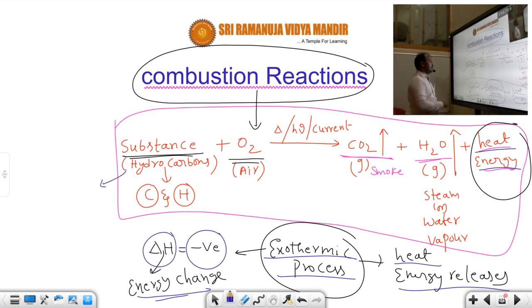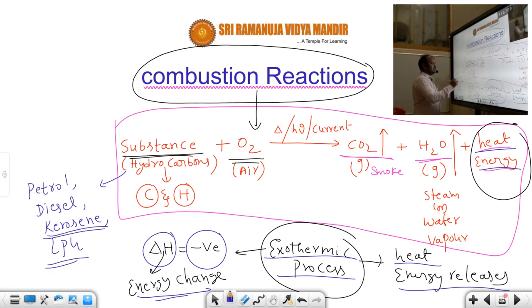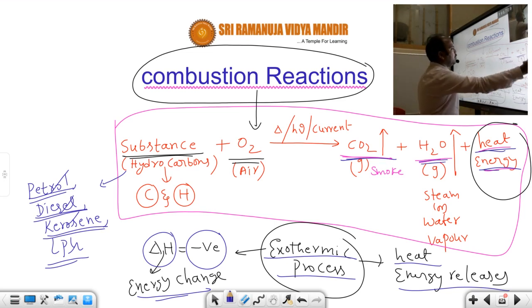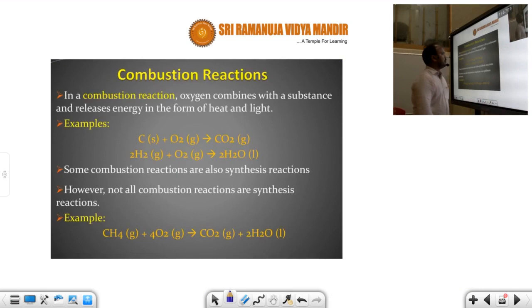Hydrocarbons means, which are examples of hydrocarbons? Carbon and hydrogen will be there, like petrol, diesel, kerosene, LPG, liquid petroleum gas, all these are hydrocarbons. This means all these substances which contain carbon and hydrogen will produce smoke, water vapor and a certain amount of heat energy. So this is the data regarding combustion reactions.